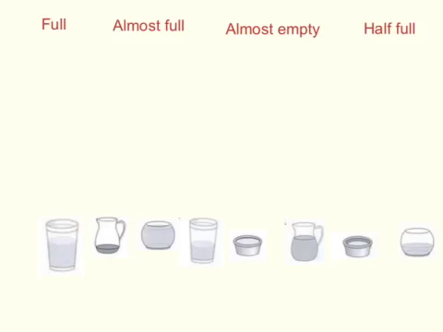Now, I have some containers down the bottom here, and there's those words again: full, almost empty, half full. So these are the words that we can use to describe capacity, to describe how much liquid or something else is inside an object. So let's get sorting. This cup here, how will we describe it? Is it full? No. Is it almost full? Yeah, it is almost full because it's not almost empty and it's not half. So it would best fit under almost full.